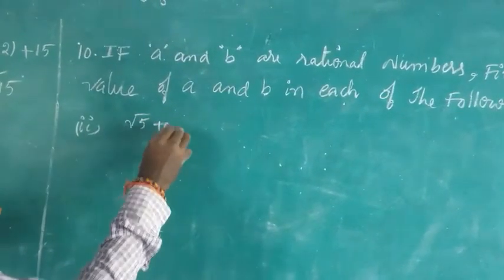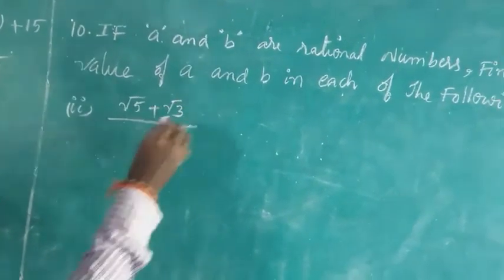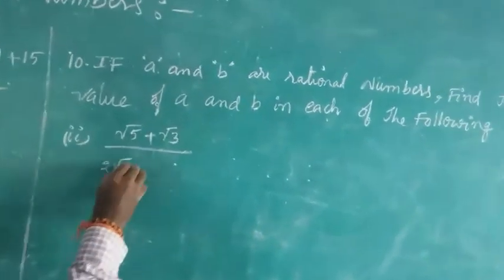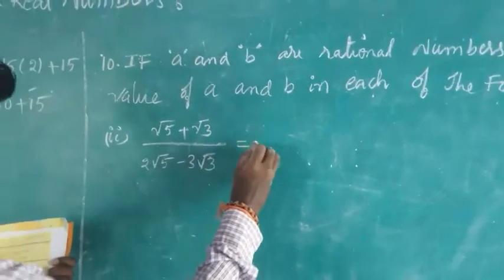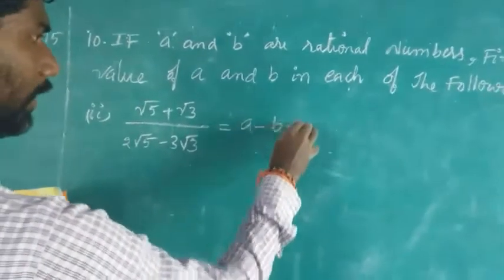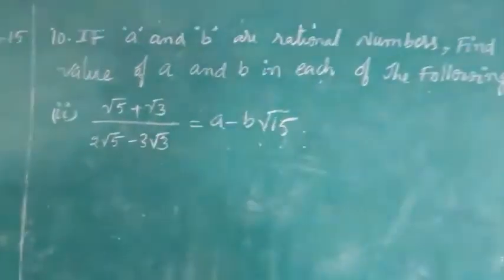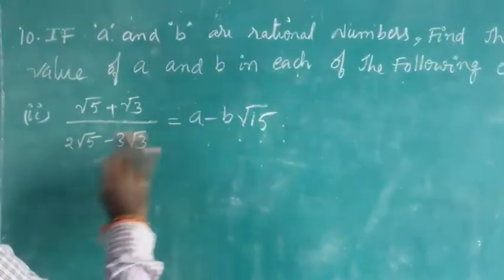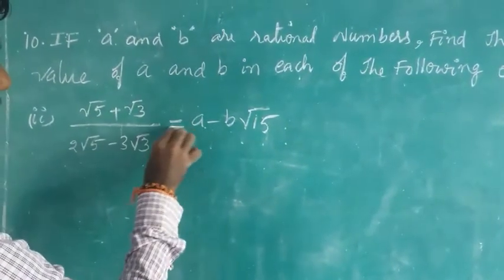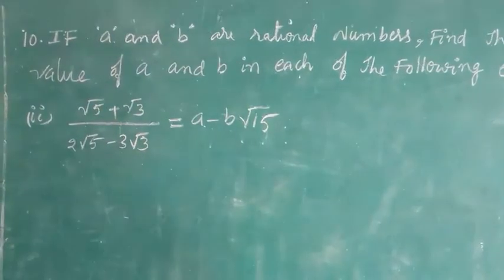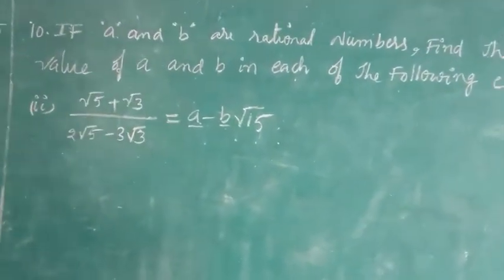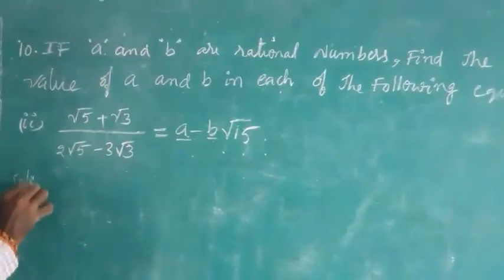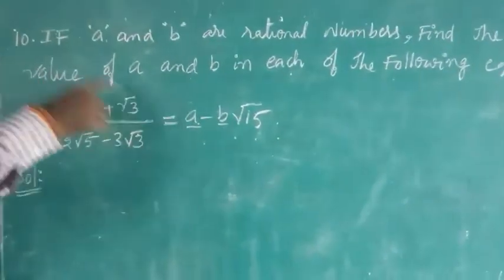Root 5 plus root 3 upon 2 root 5 minus 3 root 3 is equal to a minus b under root 15. Means from this you need to compare both sides of the equation. Here the equal symbol is given, right? That's why this is called an equation. So this a and b value we need to find out. So here we need to rationalize the denominator for this one.